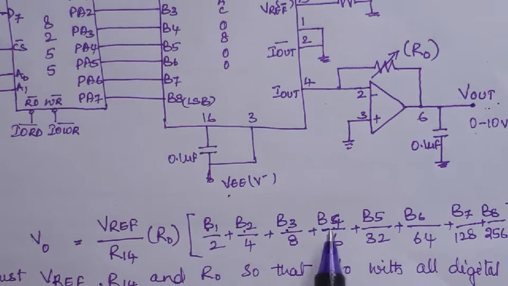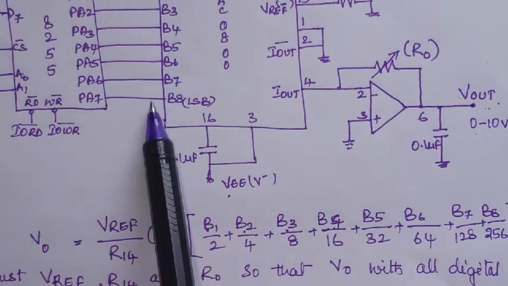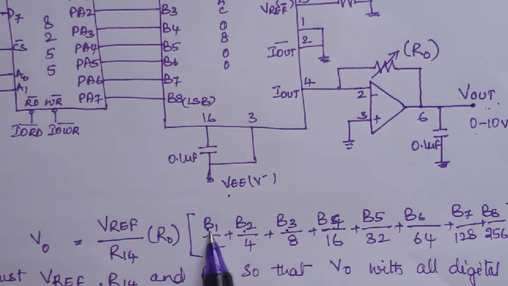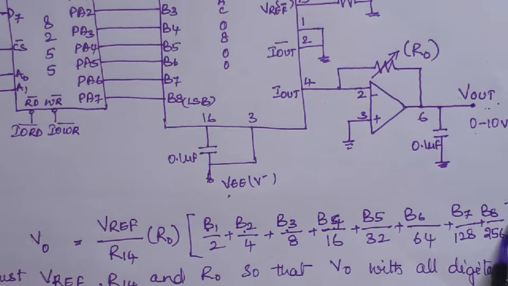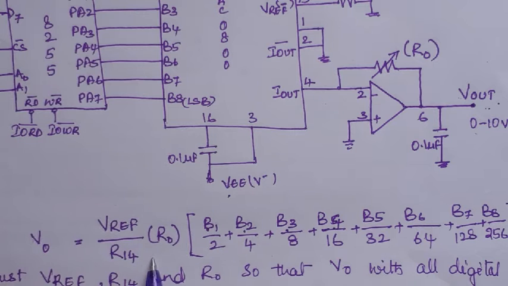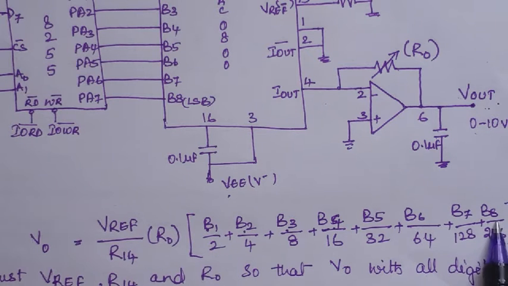So B1, B2, B3, B4, these are the digital input bits. So each can be 1 or 0. Depending on that, we get the V0 output. Here 8 bits are there, 256 combinations. That means the output voltage we get is in 0 to 10 volts, if we say. So 0 input digital data will give the output voltage as 0. And FF input digital data, we should get the maximum output of approximately 10 volts.